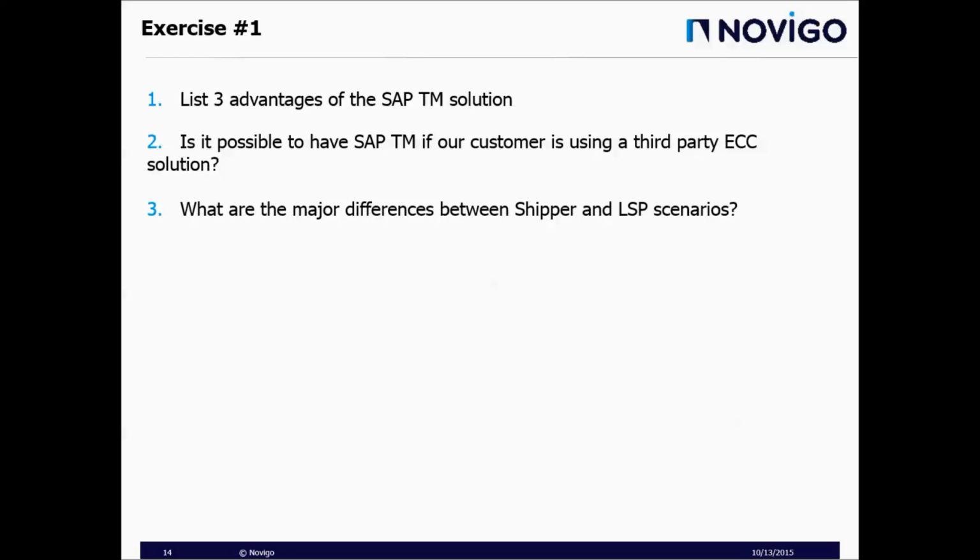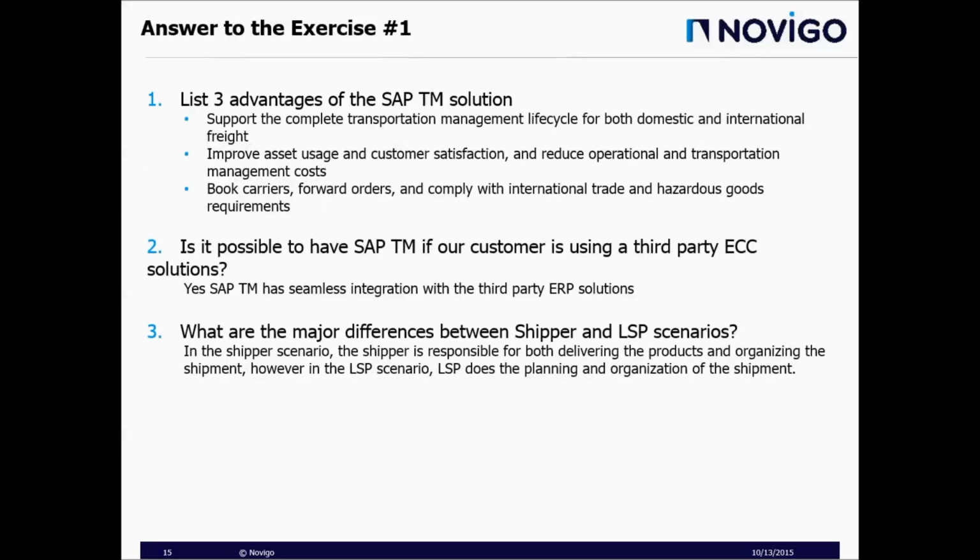I have prepared some exercises based on the lecture we just went through. Exercise number 1. List 3 advantages of the SAP TM solution. Exercise number 2. Is it possible to have SAP TM if our customer is using a third-party ECC solution? Exercise number 3. What are the major differences between shipper and LSP scenarios? In this slide, you can see the answers for those questions.